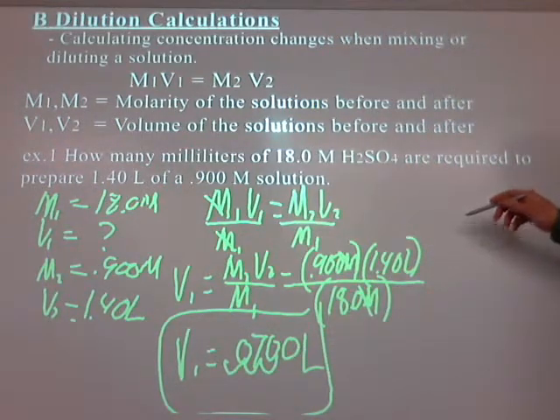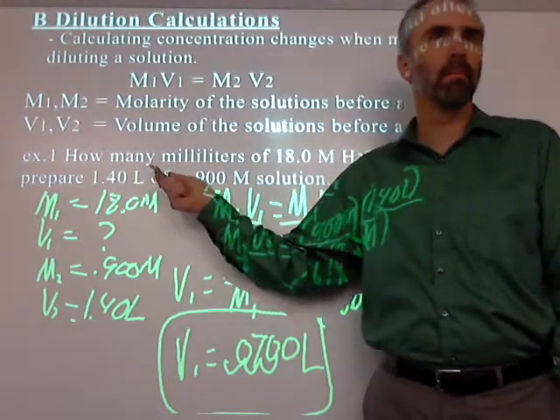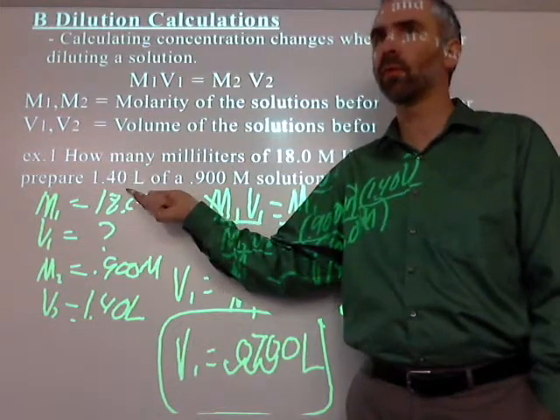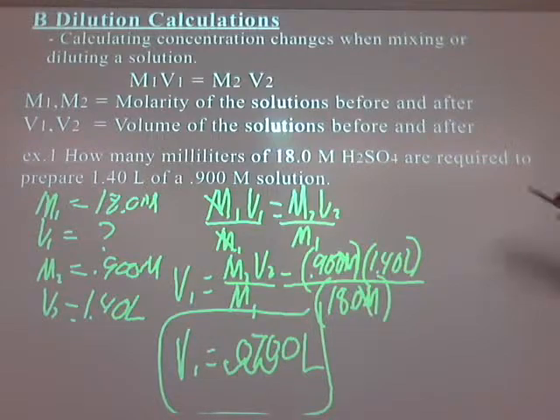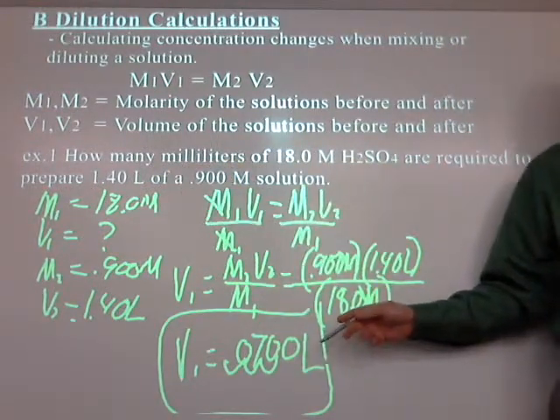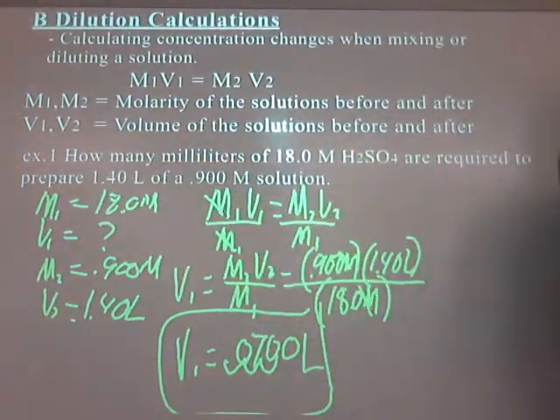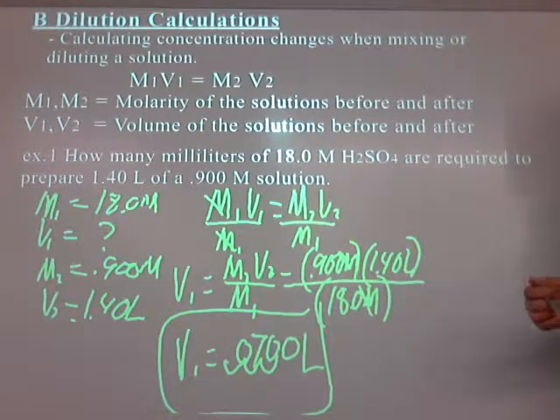And I would add that. Now, there are 2 things. Would I add that to 1.4 liters of water? No. I'd have to add it to 1.4 liters minus 70 milliliters, right? Because its total volume has to be 1.40 liters. So it would be 1,330 milliliters, right? Is that right?